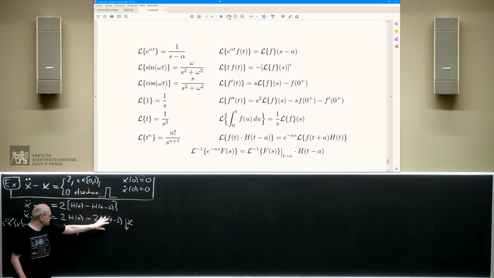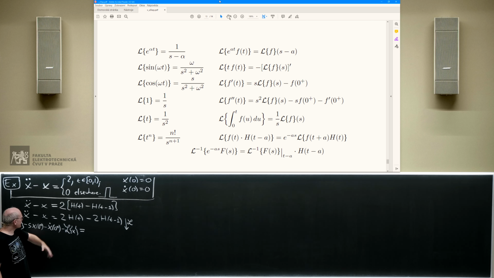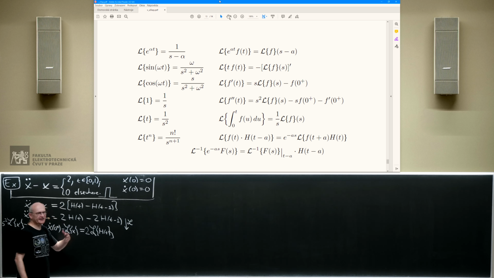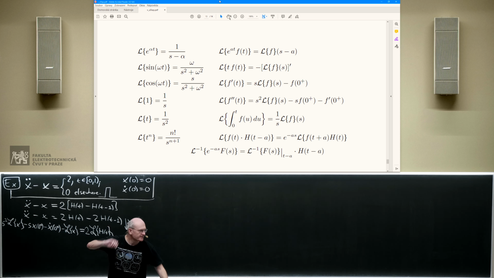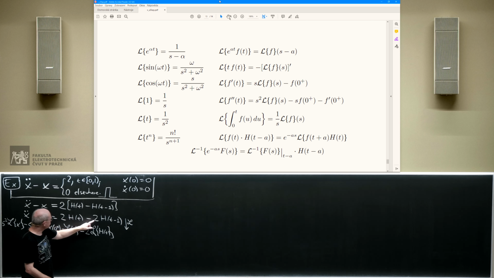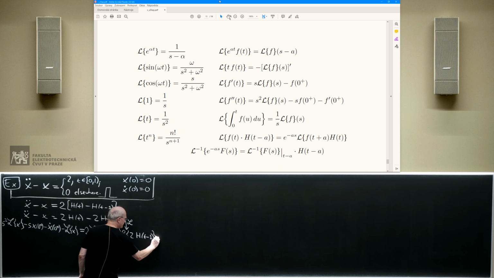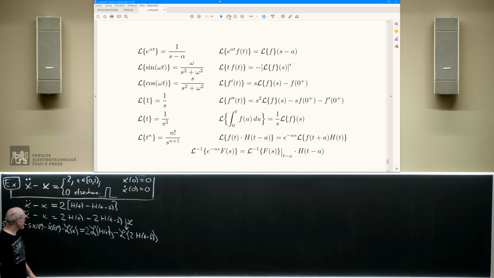Again, difference of two expressions, so we apply Laplace transform. On the left, I use linearity. I pull out 2, and I'm just trying to find Laplace transform of the Heaviside function, which is 1. Laplace transform of 1. That will be easy. On the right of this difference, I'm going to keep it as it is. And you will see shortly why. Okay, so far so good.